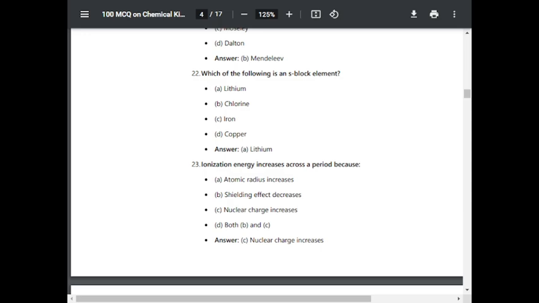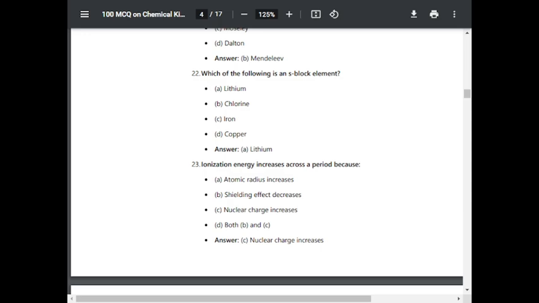Ionization energy increases across a period because option A atomic radius increases, option B shielding effect decreases, option C nuclear charge increases, option D both B and C. So both B and C are correct. It means ionization energy increases across a period because shielding effect decreases and nuclear charge increases. Hence option D is correct.